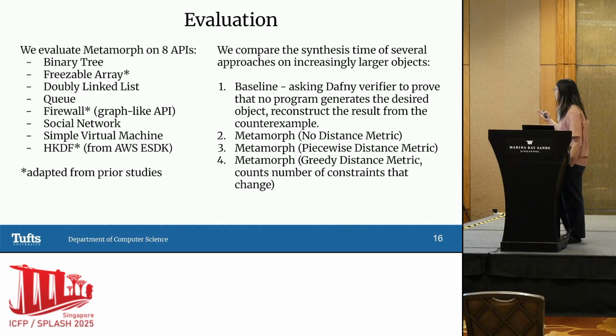And then we have Metamorph without the distance metrics to guide the search. And we have 2 different metrics. One is the piecewise distance metric that I just introduced before. The other one is the greedy distance metric, which only reasons about the number of constraints that a method can change. So we do not invoke Dafny to reason about how it really interacts with the conjunction of constraints.